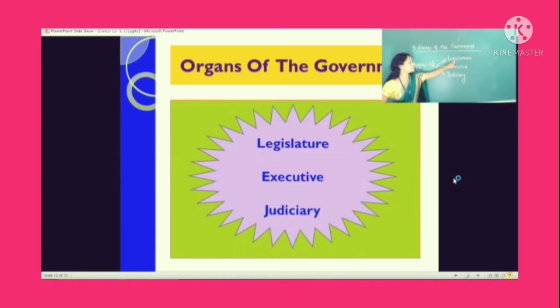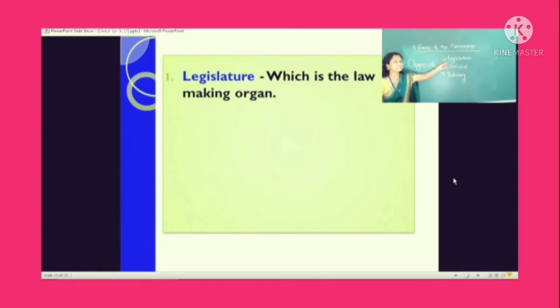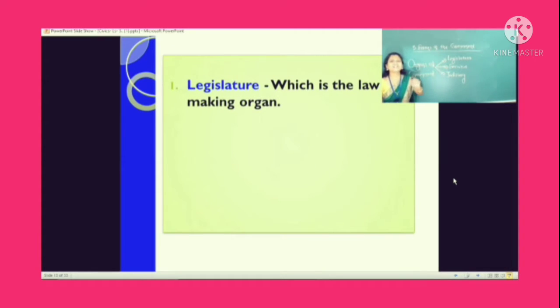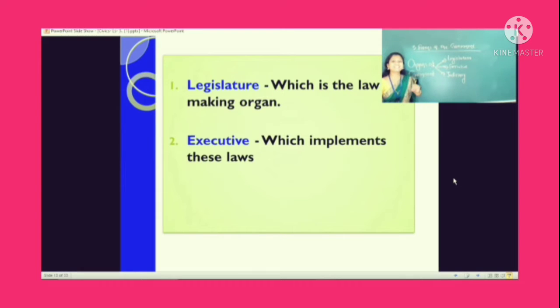First one, legislature. Second one, executive. Third one, judiciary. These are the very important organs of the government that we are going to discuss in this session. First of all, we will discuss in a short way what a legislature is. Legislature makes a law. Executive implements the law prepared by the legislature.